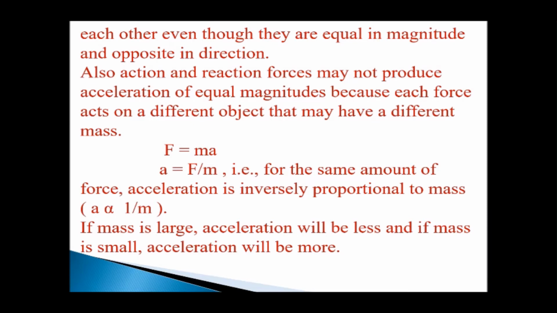Action and reaction forces may not produce accelerations of equal magnitudes because each force acts on a different object that may have a different mass. We know the equation F equals ma, that is, force is equal to mass into acceleration. From this equation, we can write acceleration equals force divided by m. That is, for the same amount of force, acceleration is inversely proportional to mass. If mass is large, acceleration will be less, and if mass is small, acceleration will be more.